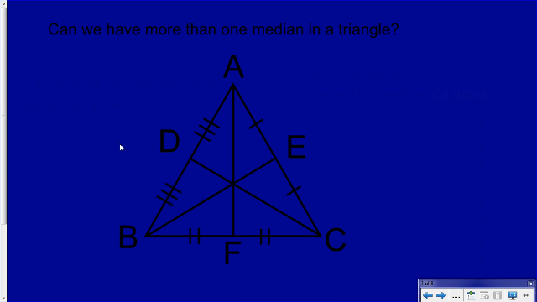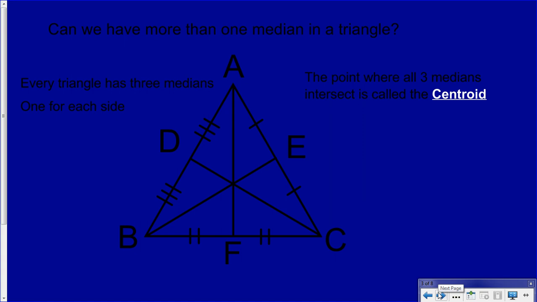So yes, each triangle is going to have 3 medians, one for each side, because we're going to the midpoint D, E, and F of each side. Now if you notice, all 3 of these medians meet up in the middle. They meet up at a common point, and there's a vocabulary word that you need to know for this. This is one of our points of concurrency, and this is what we call the centroid. So anytime 3 medians meet, it is called a centroid, and that's something you need to go ahead and write down and highlight. Alright, so that is our intro on medians.